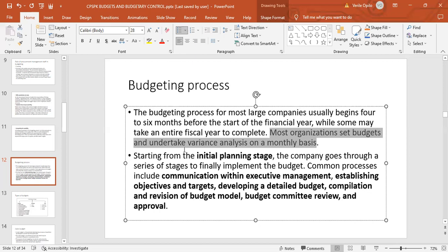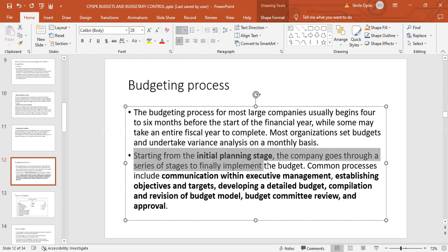If there are any issues that need to be corrected before they move to the next period, they will be done at an early stage. So you're saying that they usually start from the planning stage. So starting from the initial planning stage, the company goes through a series of stages to finally implement the budget.